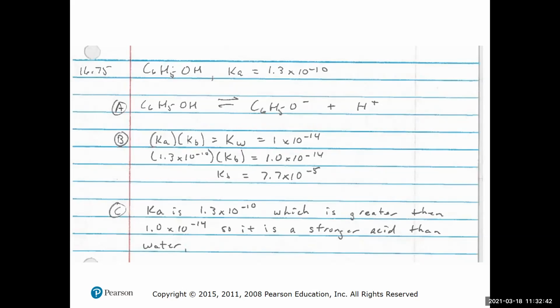Well, is this a stronger acid than water? Well, the Ka is 1.3 times 10 to the minus 10. Kw is 10 to the minus 14. 10 to the minus 10 is more concentrated than 10 to the minus 14. So yes, it is. It's not a strong acid, but it is stronger than water.